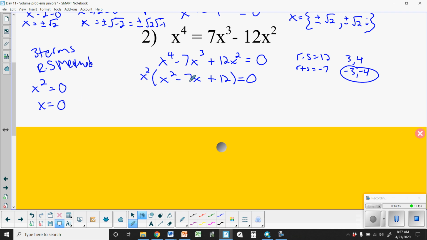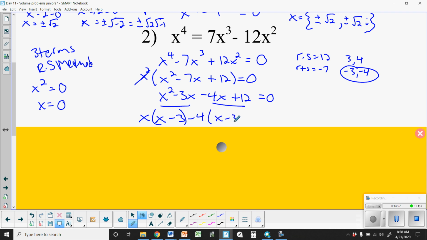And then let's factor this part. So we already took care of that. So now we have x squared minus 3x minus 4x plus 12 equals 0. Factor left side, right side. We're factoring out an x, and a negative 4. So we have x minus 3, x minus 4. And when we set these equal to 0, opposite signs.